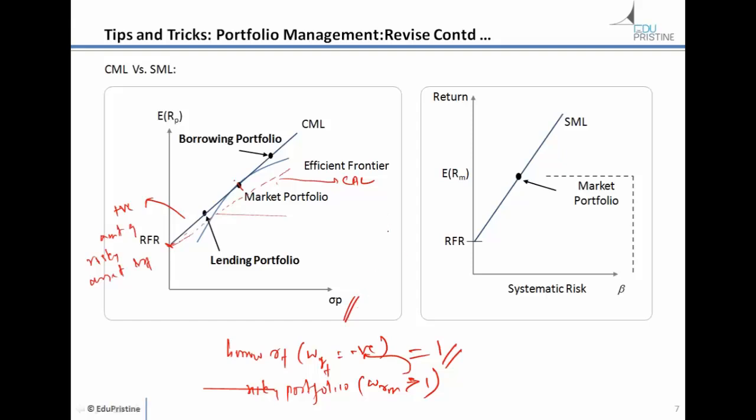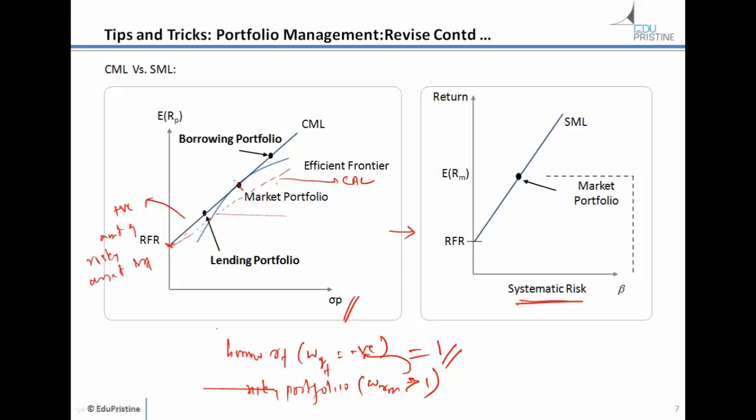If I were to move to the SML, on the y-axis again I've got the return, but on the x-axis I've got something called systematic risk. So in the case of the security market line, I'm assuming that the portfolio is completely diversified. Only if the portfolio is completely diversified can I use systematic risk as a measure of the overall risk of a portfolio, because the specific risk of the asset will be completely eliminated when I'm diversifying the portfolio.